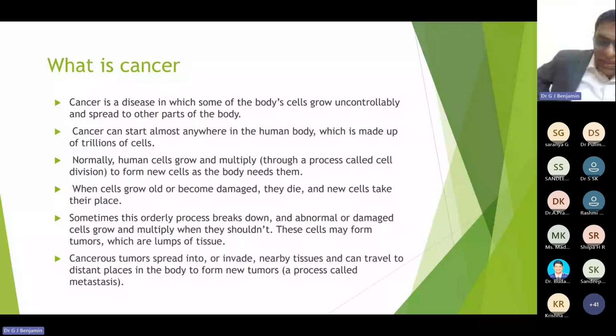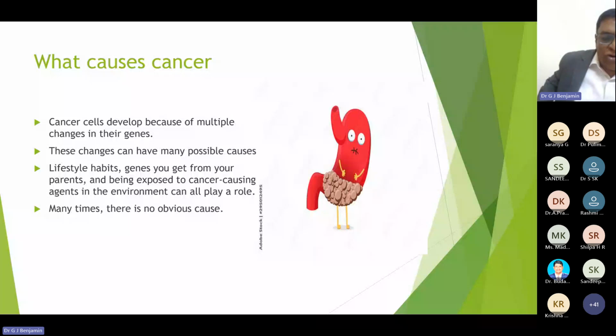Now, when the cells grow old or become damaged, they die and new cells take their place. Sometimes this orderly process breaks up and abnormal damaged cells grow and multiply where they shouldn't. These cells may form tumors, which are lumps. Cancerous tumors spread or invade nearby tissues and can travel to distant places in the body and form new tumors. This is called metastasis. In short, cancer is an abnormal proliferation of cells, and the normal process of dying does not happen. Instead of dying, some changes happen which turn into malignancy.